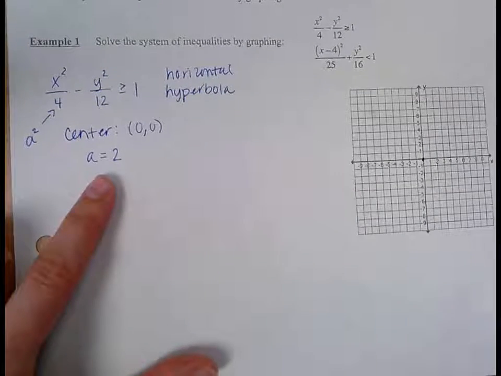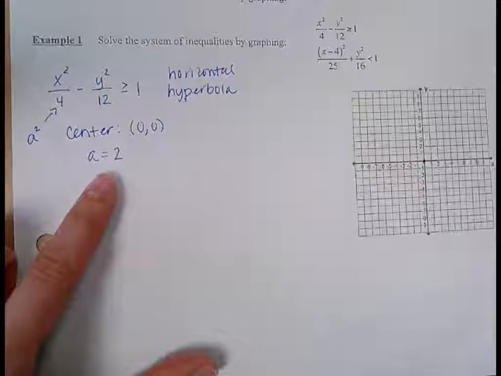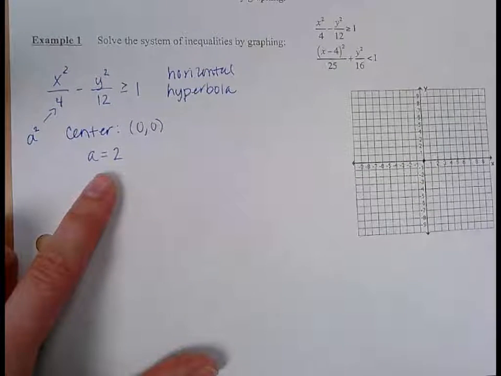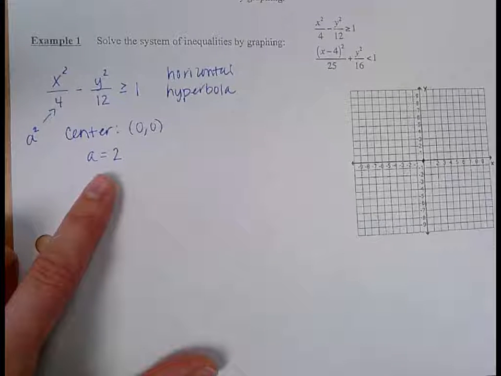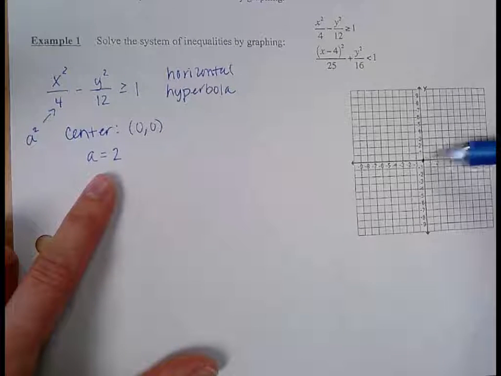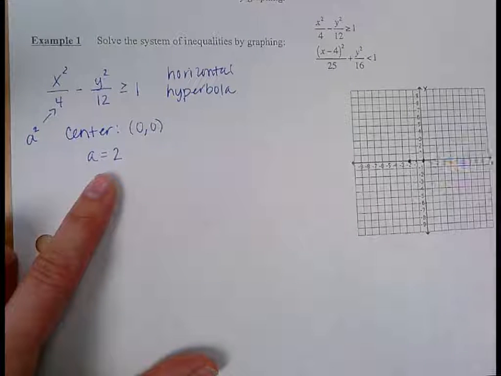What I mean by that is if my hyperbola is horizontal, I know that A is the distance from the center to a vertex, and the vertices would be to the left and to the right of the center. So I can start at the center, go to the left 2 units and put a point, that's one vertex, and then go to the right 2 units and put a point, that's the other vertex. You don't have to label off to the side what those points are.